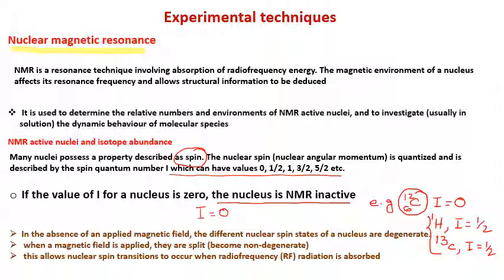So the basic understanding is that in the absence of a magnetic field, the different nuclear spin states of a nucleus are degenerate. So when there is no magnetic field, the nucleus has degenerate energy states. Now when the magnetic field is applied, these energy levels are split and become non-degenerate, and this allows the nuclear spin transition to occur when the proper radio frequency radiation which matches this energy gap is absorbed.